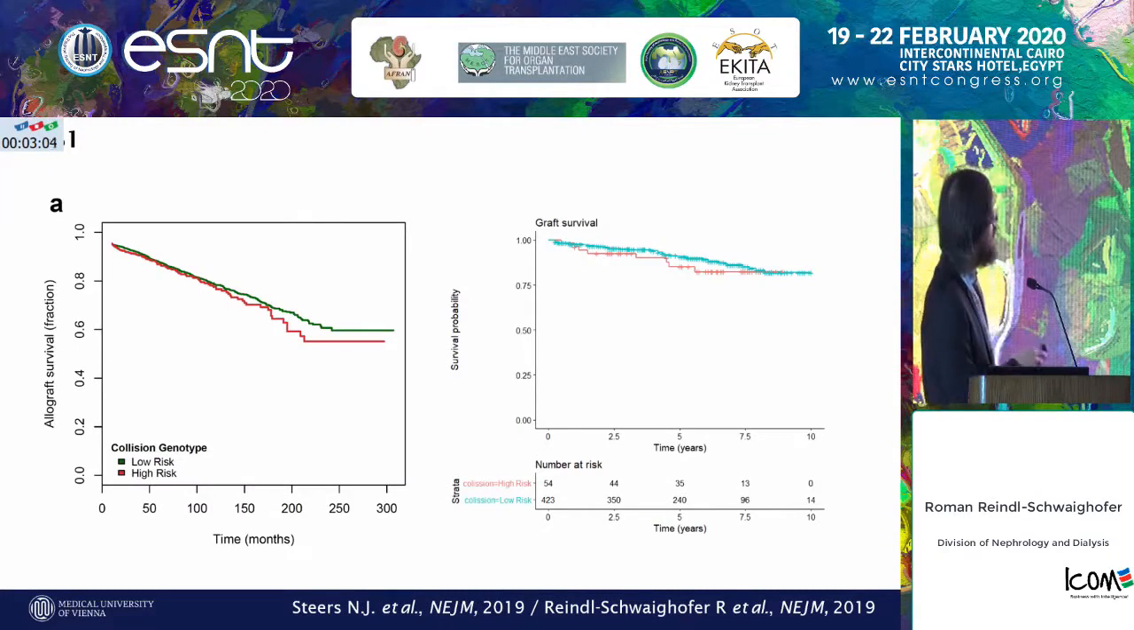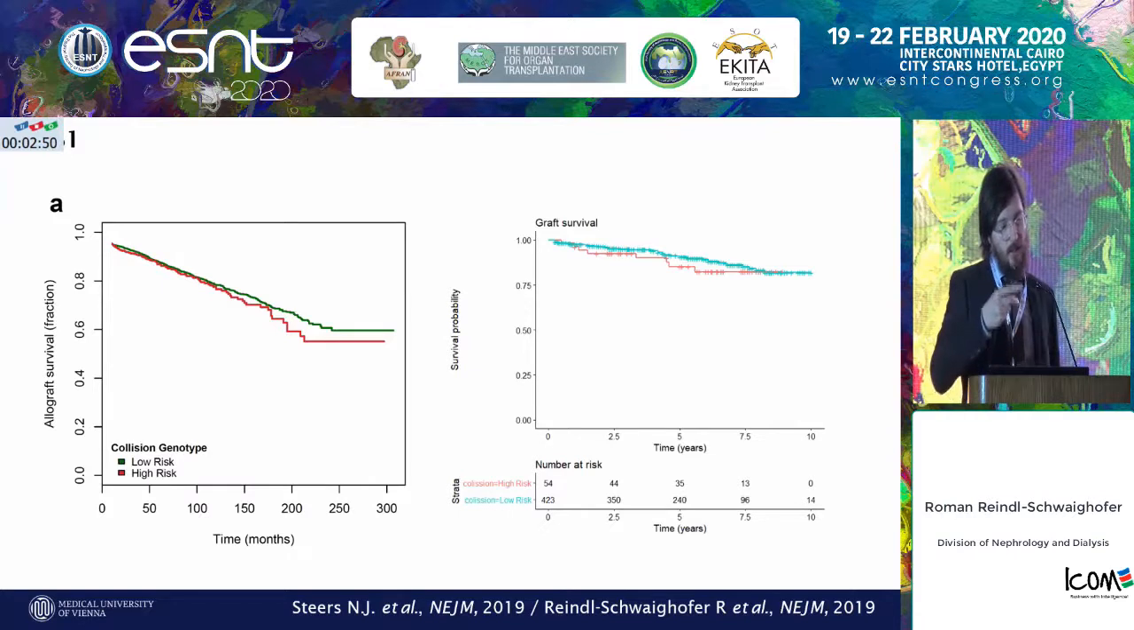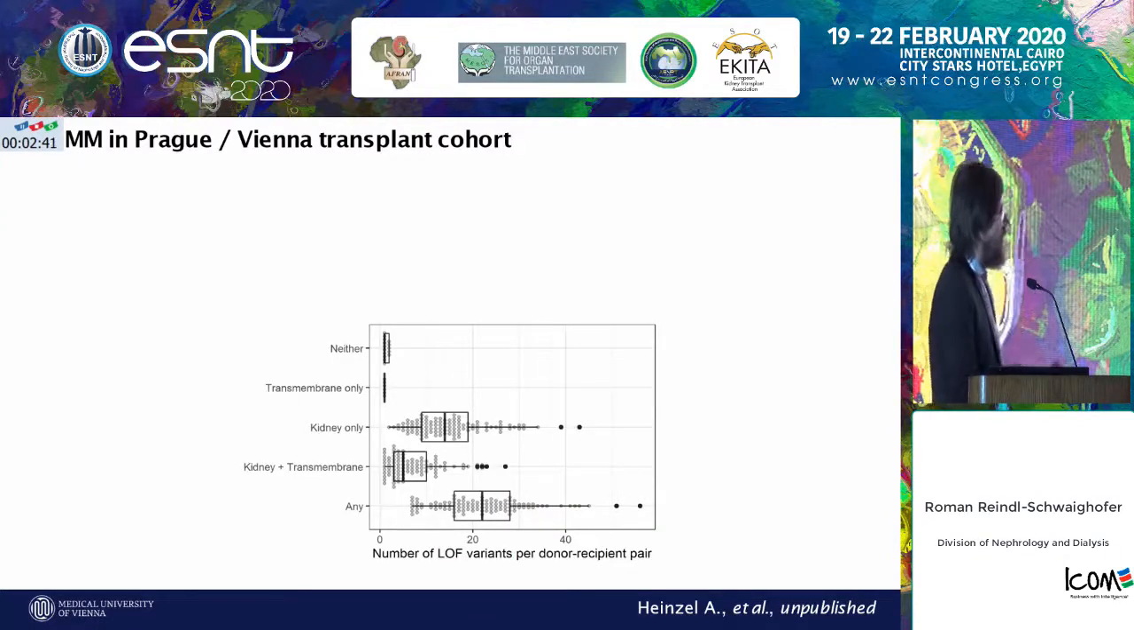In the supplementary data, they also looked at long-term graft outcome, and they didn't find an association. We also checked the LIMS1 genotype in our cohort and also did not find an association with long-term graft outcome. So this LIMS1 single variant loss of function mismatch is associated with acute rejection, which does not translate into impact on long-term graft survival. We in Vienna, it's yet unpublished data, also looked at the number of those loss of function variants, and we used a different approach.